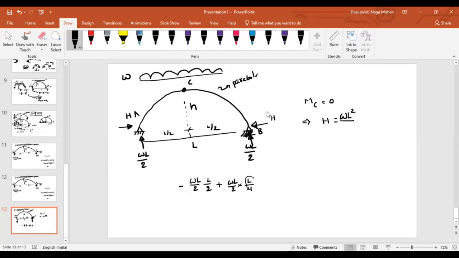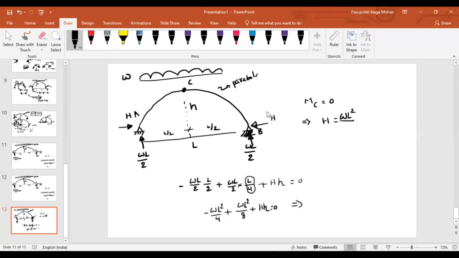Have you considered L by 2 or L by 4 here? L by 4, sir. L by 4, right? Yes, sir. Clockwise, which will be equal to 0. So what about this value? Minus WL square by 4 plus WL square by 8.